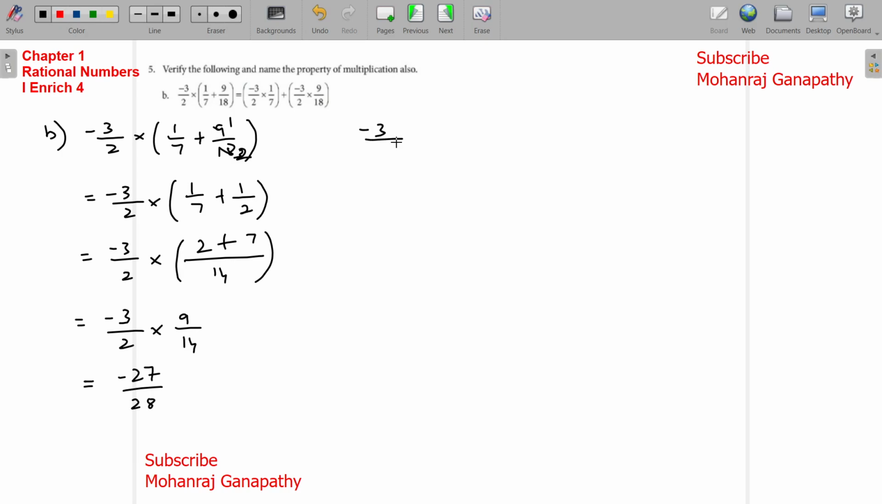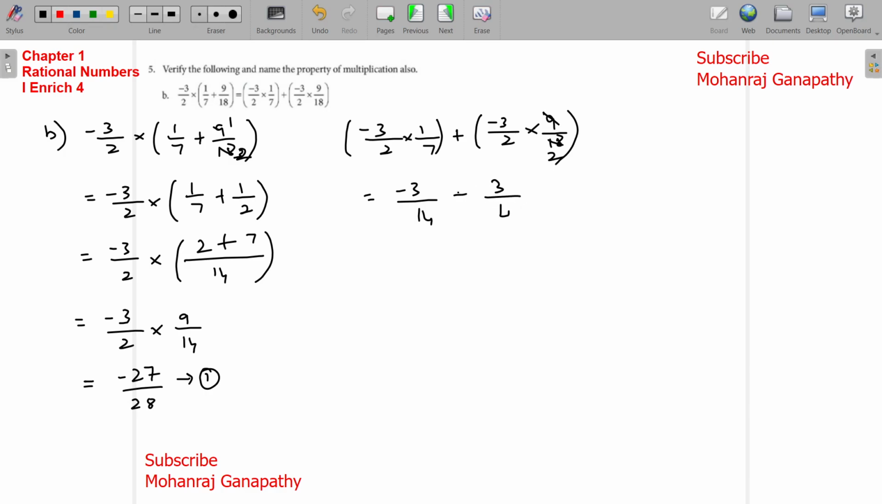Now minus 3 by 2 into 1 by 7 plus minus 3 by 2 into 9 by 18. This is 1. Minus 3 by 14. 9 2s are 18. So minus 3 by 4, 2 into 2 is 4. LCM here is 28. 14 into 2 gives us 28. 3 into 2 gives us 6. So minus 6. 4 into 7 is 28. 3 into 7 is minus 21, which is equal to minus 27 by 28, 2.